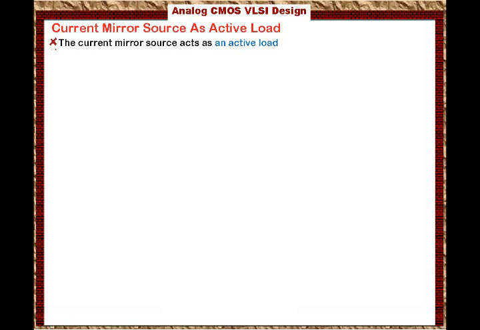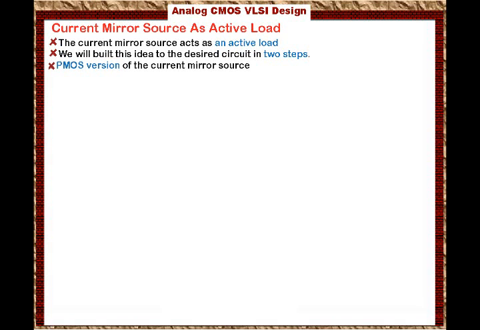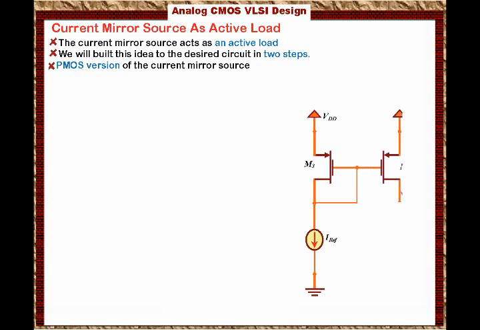We will build this idea of implementing the mirror current source as an active load into the circuit that we are really interested in, in 2 steps. To do that, let us go back and look at the PMOS version of the current mirror source. The PMOS version says that we will bias the circuit from the top. So we have I reference connected to a transistor, for example, M3, which is diode connected, where this M3 determines the bias voltage for M4, and then that will give you the current IO.